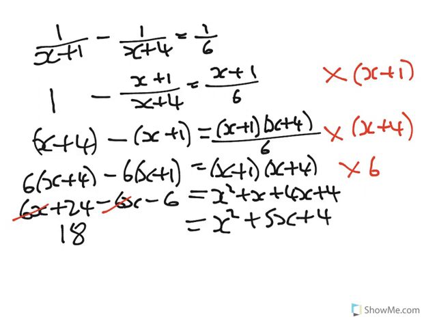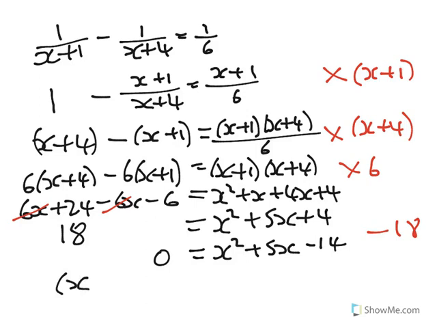Now to solve a quadratic equation I need to make it equal to 0, so I'll subtract the 18 from both sides. By doing that, obviously I'll have 0 on one side. So 0 is now equal to x squared plus 5x, and 4 minus 18 is minus 14. I've now got a quadratic equation to solve, so it's going to look like this with two sets of brackets.